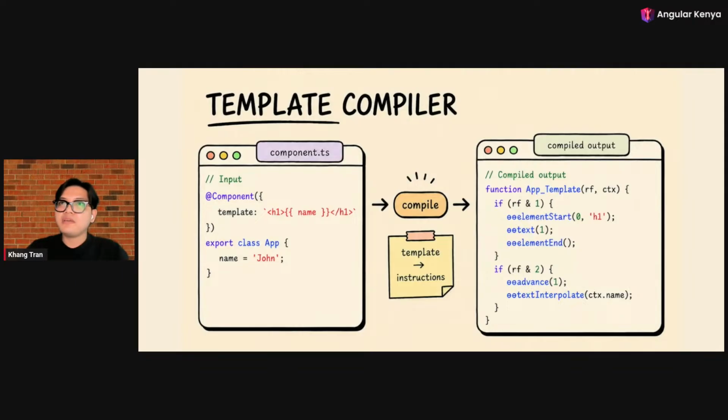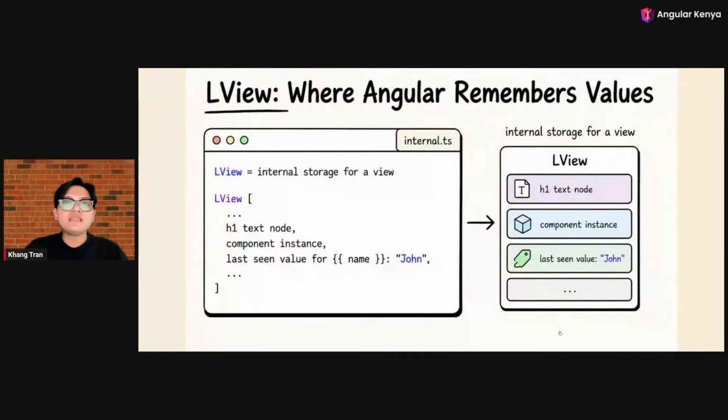But now we have one more question. Where does Angular remember the previous value? So it knows whether the DOM actually needs to change or not, because whenever we write to the DOM, it costs a lot. So we need to optimize here and only update the DOM when the value has changed. Angular remembers the previous value inside something called the LView.